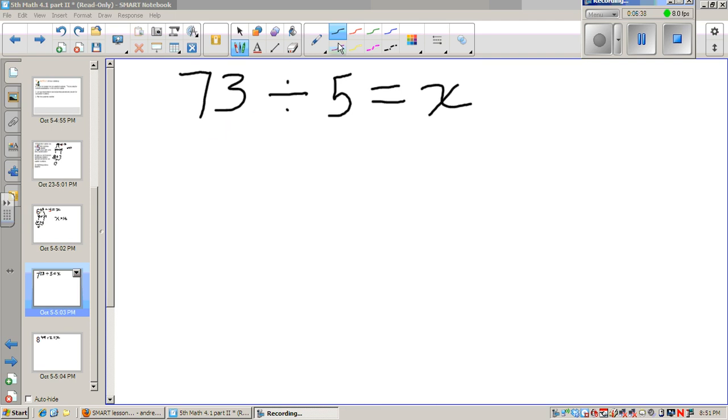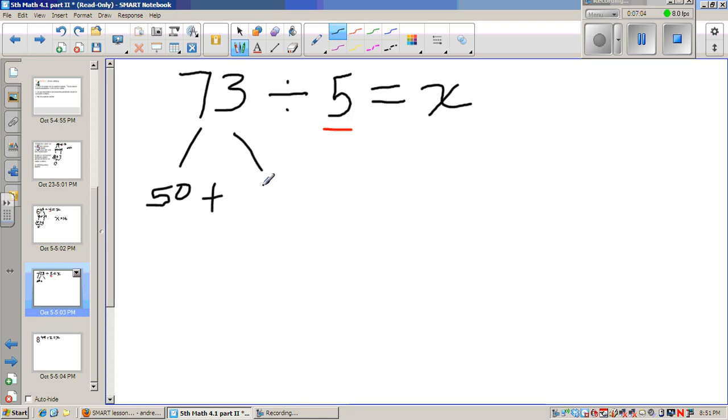So 73, I'm going to break it into two parts, and I'm going to use this divisor to help me break it down. The first number that I'm going to break it into is going to be 50 because my divisor is 5 and 5 times 10 is 50. So that doesn't leave me with any choice for my second number because I have to add up to 73. So 50 plus 23 is 73.